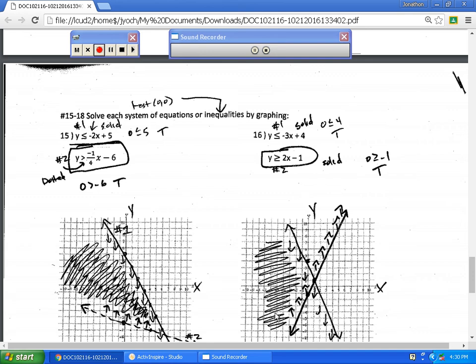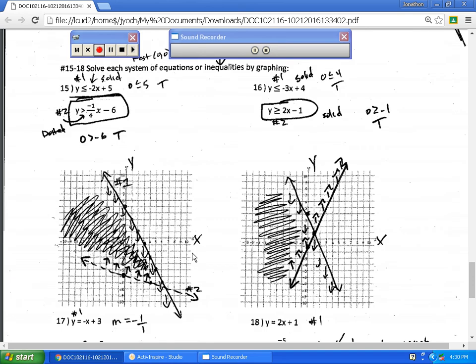Alright, the last page is a little tougher to see what we did here since there's a lot of shading going on. So the first one, guys, number 1, we're going to plot that first. It gets a solid line because you grab less than or equal to. So I'm going to plot 5 on my y-axis. I'm going to go down 2 over 1. Guys, plug 0, 0 in. If I plug 0 in for y, 0 in for x, I get the statement 0 is less than or equal to 5. That's a true statement. 0, 0 is below the line, so everything below the line is true. That's why I shade everything below the line on this first one.